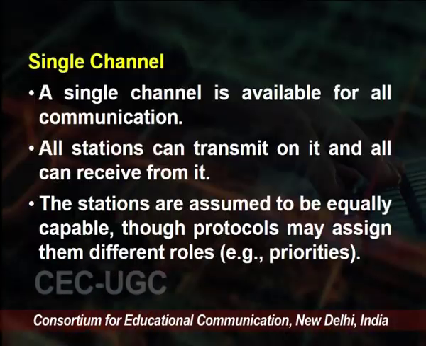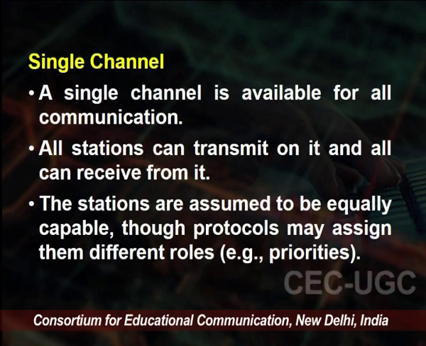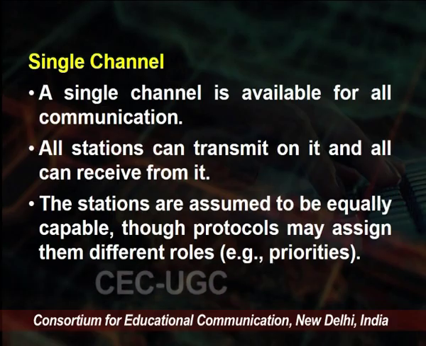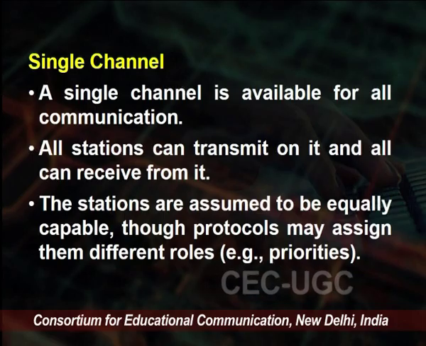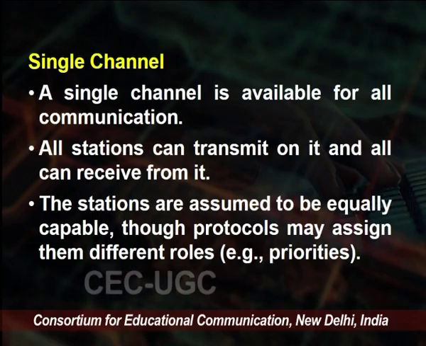Now, stations are also assumed to be equally capable, though protocols may assign them different roles. So all these stations are assumed to be equally capable. That means all the stations have the capability to transmit a similar number of frames. It is not the case that one particular station is going to generate fewer frames and another one a higher number of frames.